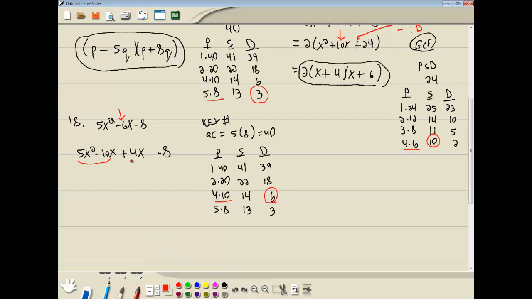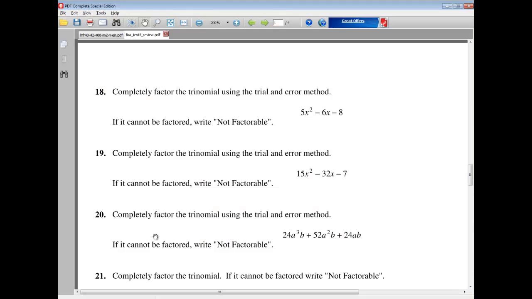Then we're going to factor by grouping. The first group has a 5 and an x in common, and that gives us x minus 2. The last group has a 4 in common, and that gives us x minus 2. Now our goal was to get this parentheses the same as this one, which they are. So I'll factor out an x minus 2, and then that gives us 5x plus 4. And that's our answer.